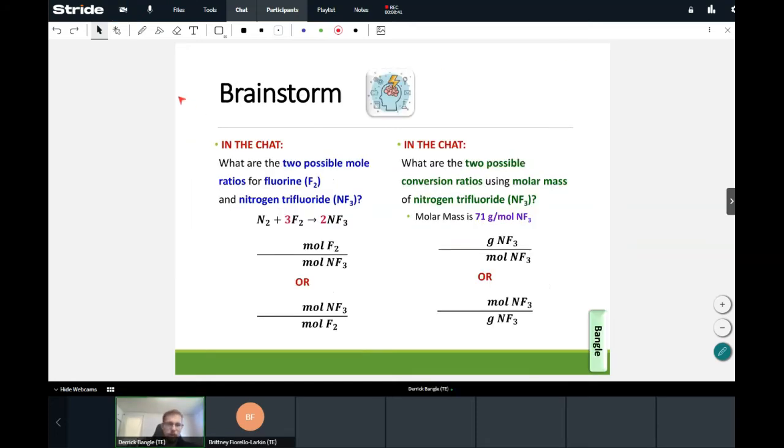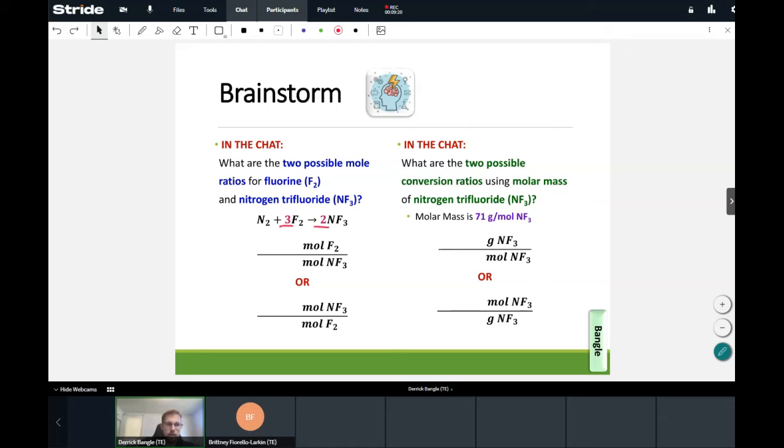And for our brainstorm this morning, in the chat, we're going to start with the left-hand question first. What are the two possible mole ratios for fluorine and nitrogen trifluoride in the equation right here? Fluorine is the compound F2, and nitrogen trifluoride, that's a big long name, is just NF3. Remember that the big numbers out in front of our compounds, in pink, denote how many moles we have for any given compound in that equation. I'm underlining them right now.